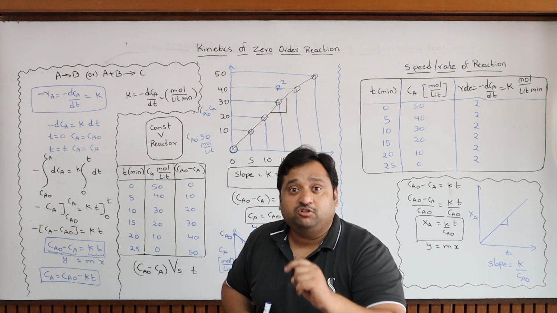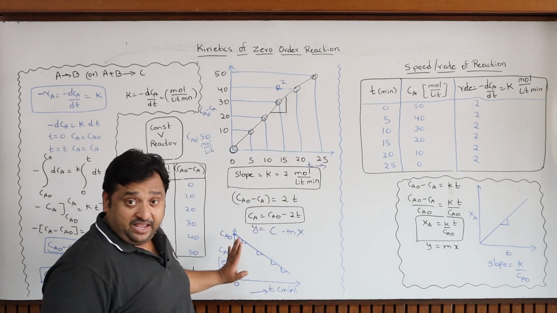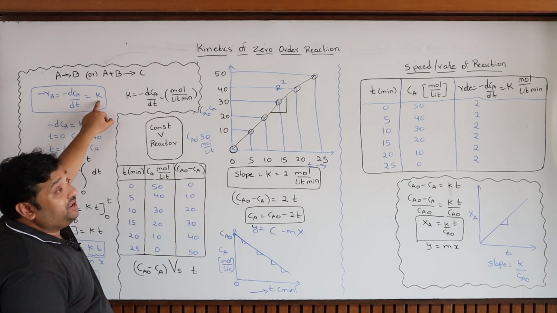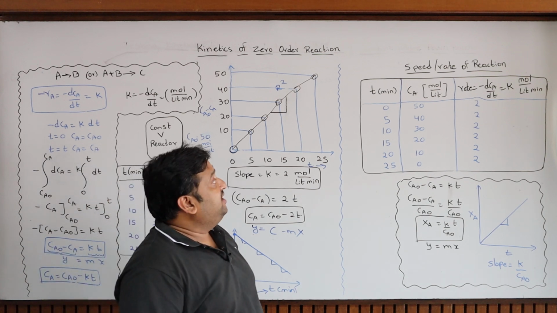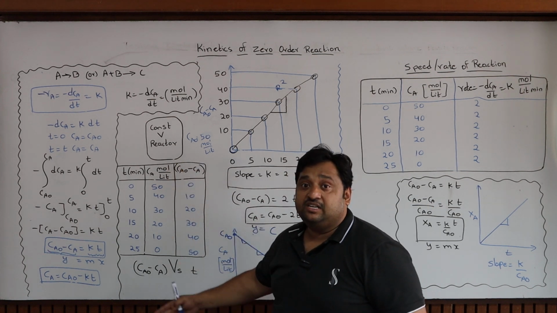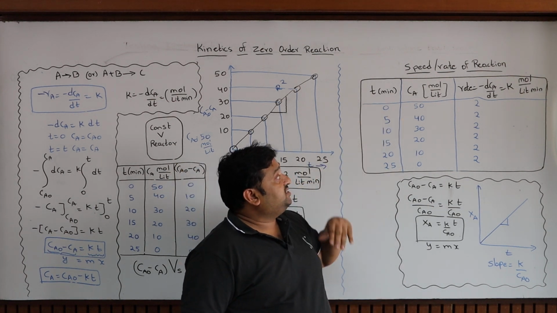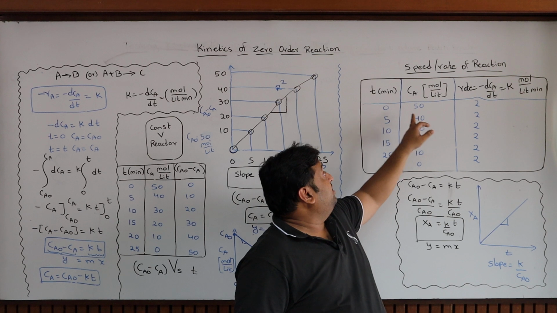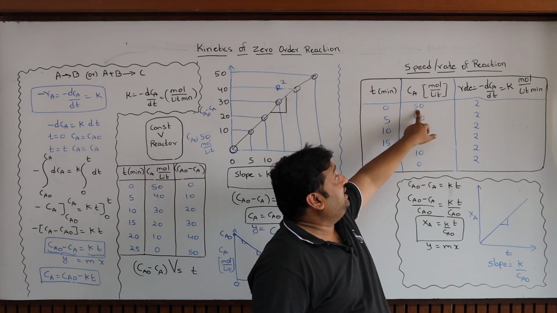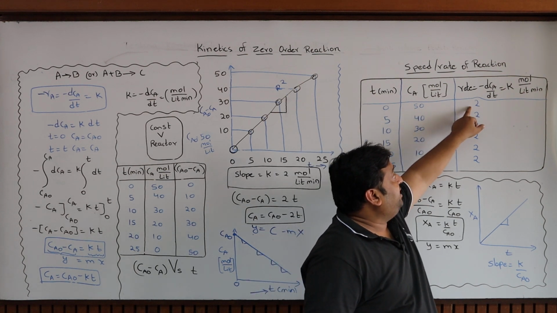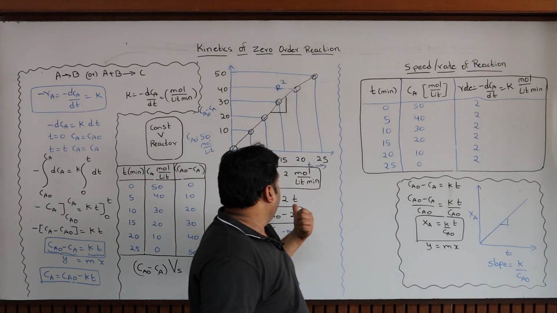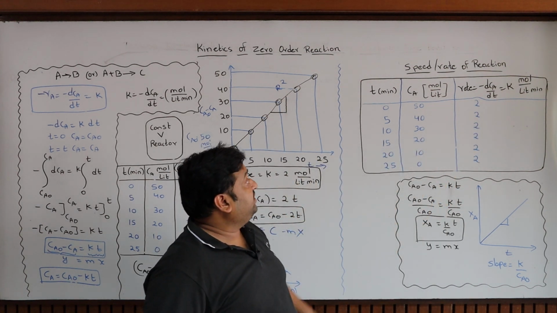Let us find out the speed now, because now we have everything in place. What is the speed? Speed is nothing but dCA by dt, which is equal to K. This is the speed of my reaction. Let us plot. I know time data and concentration data. Let us plot the speed. At 0 time, the initial concentration is 50 mole per liter. At this concentration, what is my speed? Rate is minus dC by dt, which is equal to K. K is nothing but 2 mole per liter.